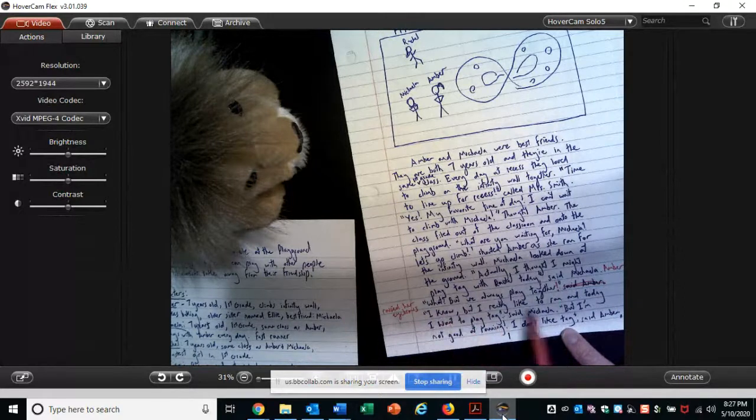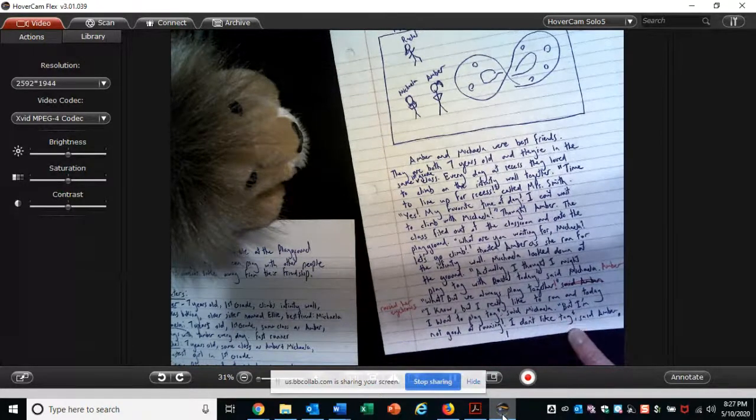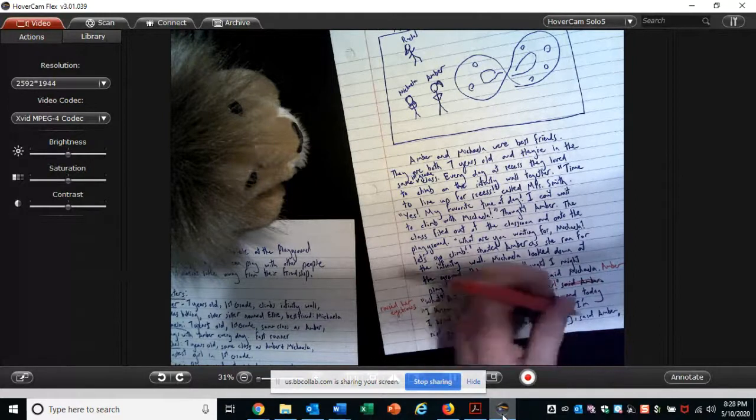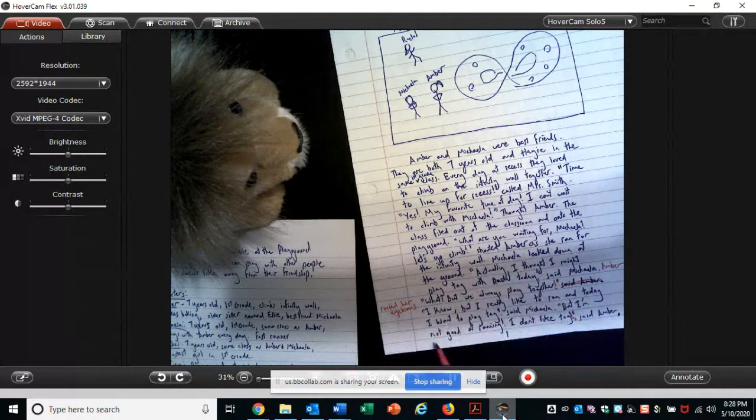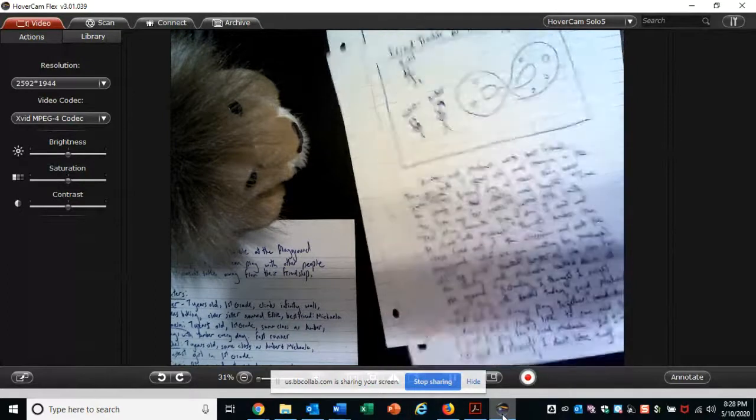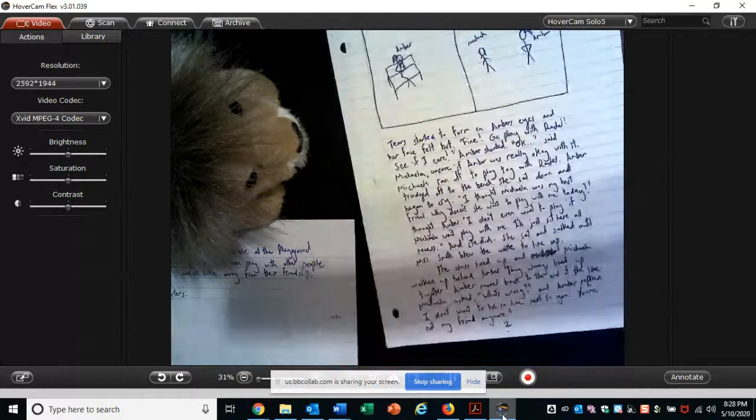"I know, but I really like to run, and today I want to play tag," said Michaela. "But I'm not good at running. I don't like tag," said Amber. Oh, I did it again. What kind of punctuation could I put here? "I don't like tag." She's still kind of upset, so I'm going to put an exclamation point. All right, I've already found a couple places to fix.